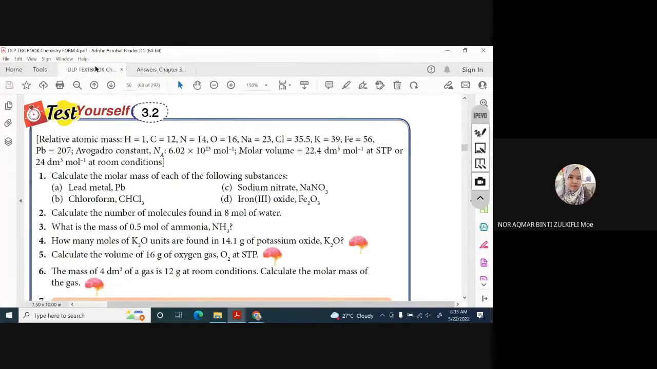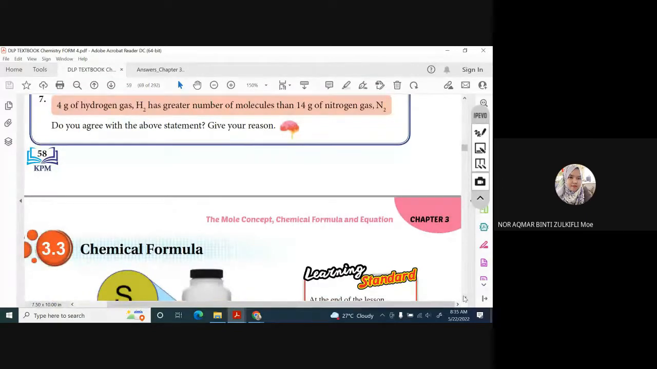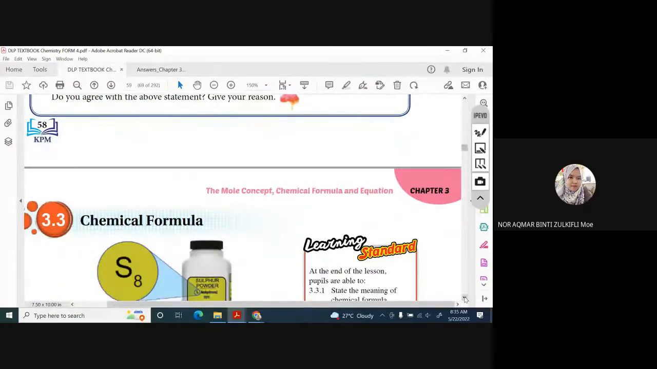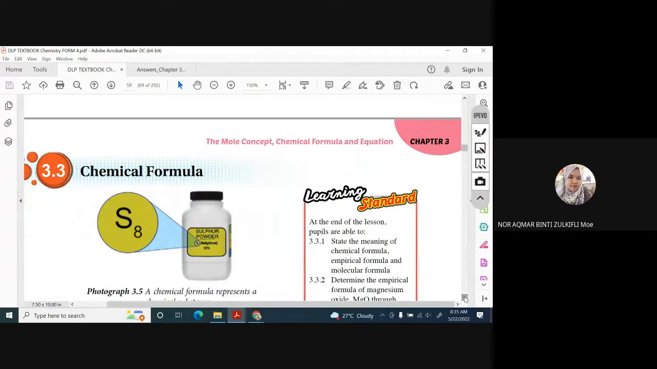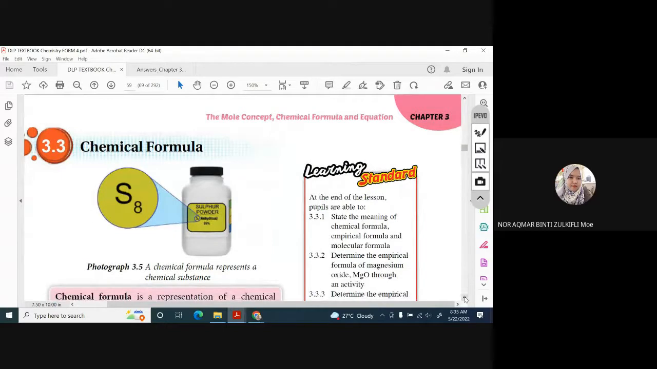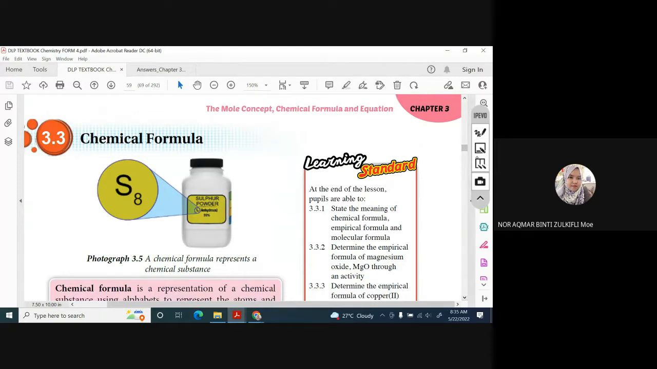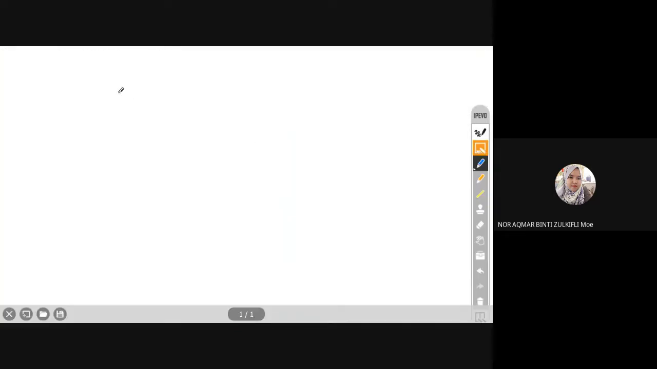Okay, cikgu wants to continue to the next subtopic. We have 30 minutes left, so I hope today we can finish. So far, I already taught you the basics. I told you about oxygen, carbon dioxide, sodium chloride, which cikgu explained yesterday. So today we are going to learn naming.